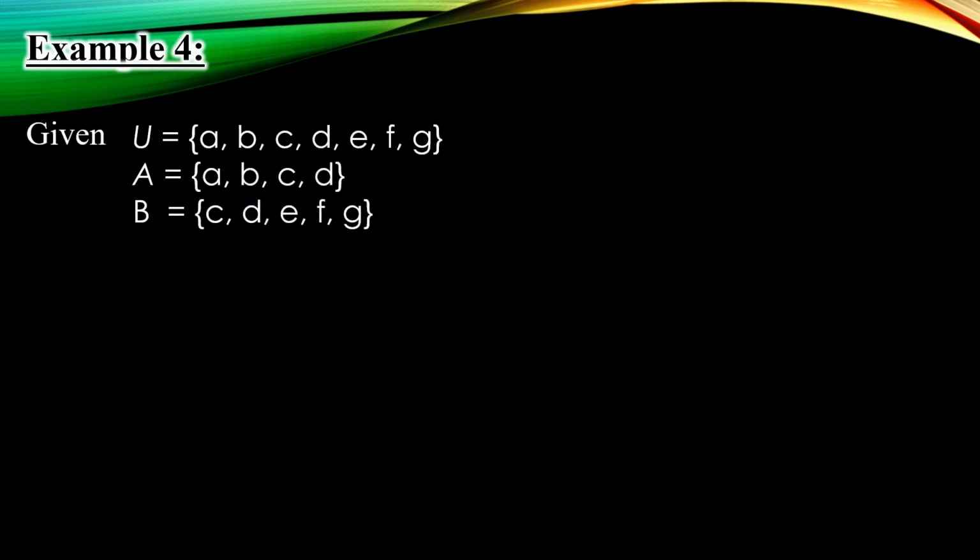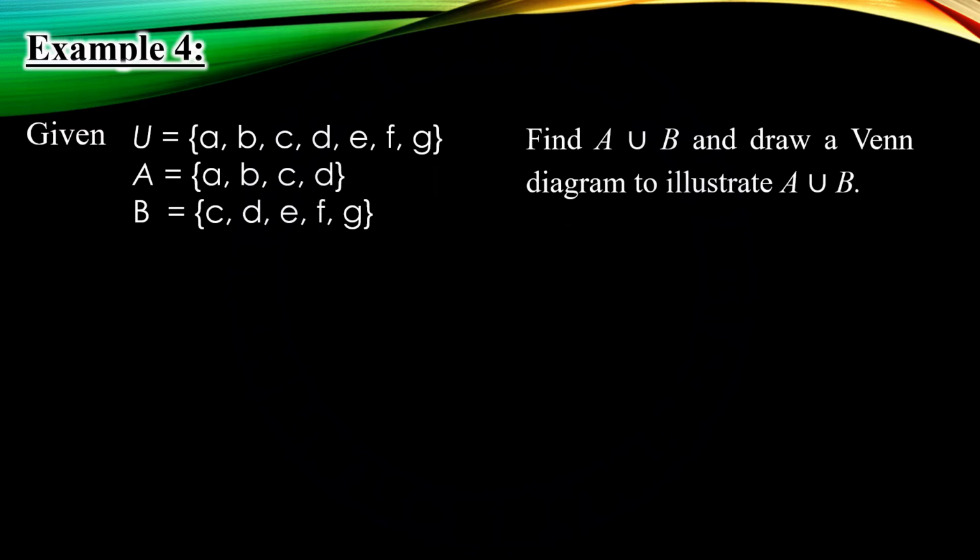For example number 4, the universal set contains A, B, C, D, E, F, G. Set A contains A, B, C, D, and set B contains C, D, E, F, G. Now, find A union B and draw a Venn diagram to illustrate A union B. So here is the solution.